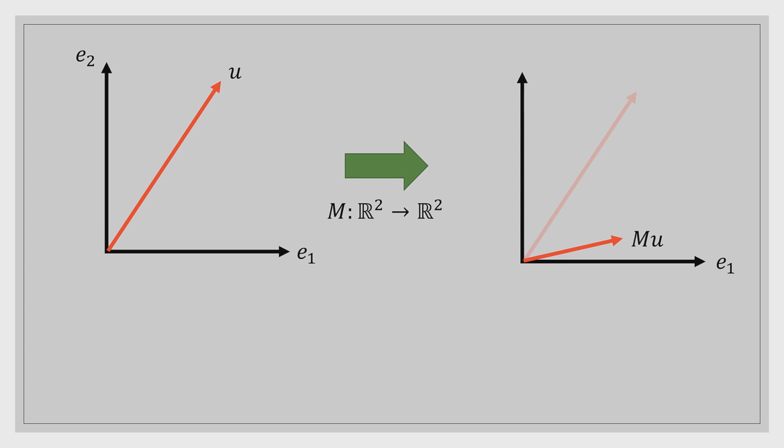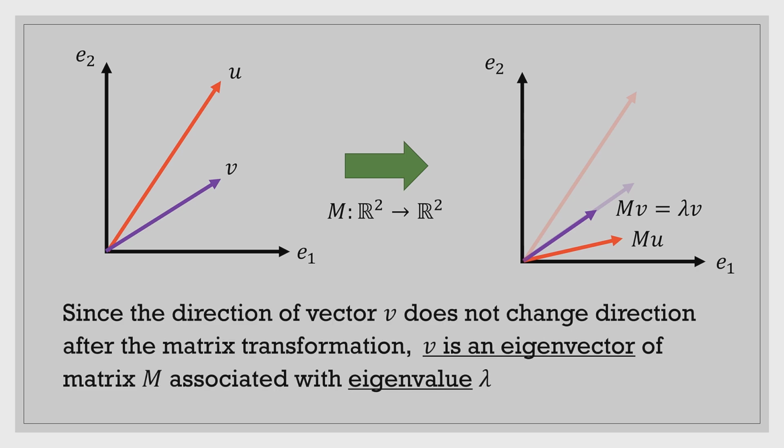Now, when we're talking about eigenvectors, these are vectors that if we have them in the original basis set and we perform a matrix transformation M, what we'll find is that after the transformation, they'll maintain the same direction. So that's going to be the key here. If we look at that purple vector v, after the matrix transformation, the direction of v did not change. The size of it can change, but the direction does not. So we can say that since vector v does not change direction after the matrix transformation, v is an eigenvector of matrix M, and it's associated with eigenvalue lambda.